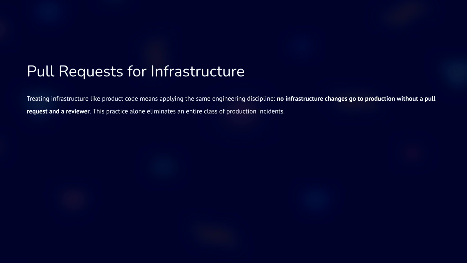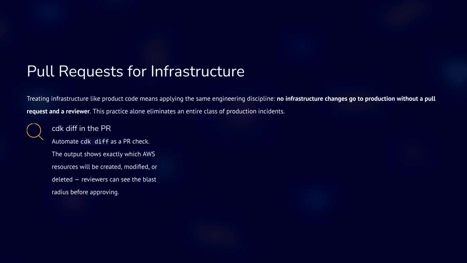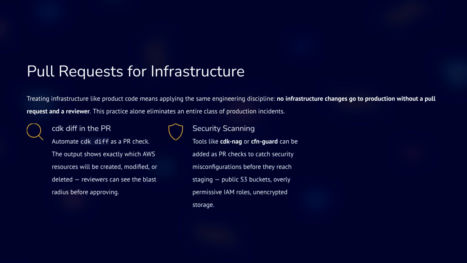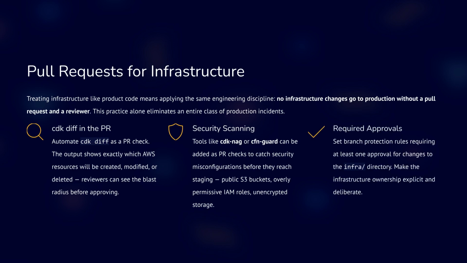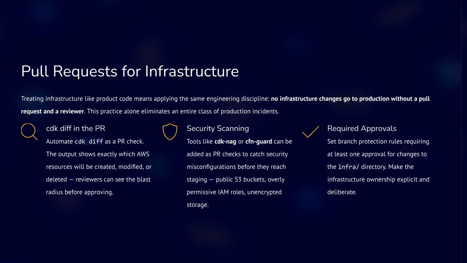No infrastructure changes should go to production without a pull request and review. Tools like cdk diff and security scanning catch mistakes early, and required approvals ensure deliberate changes.